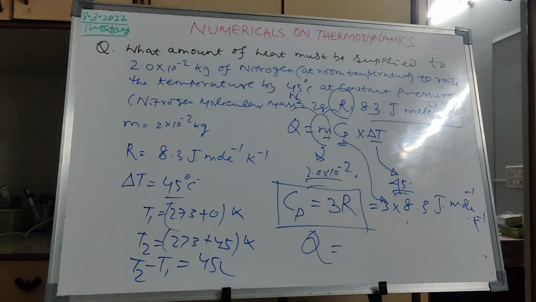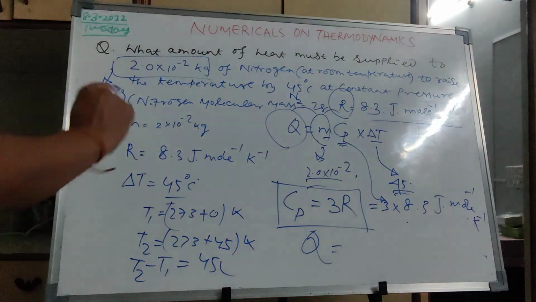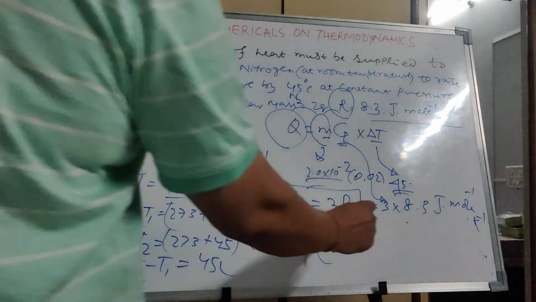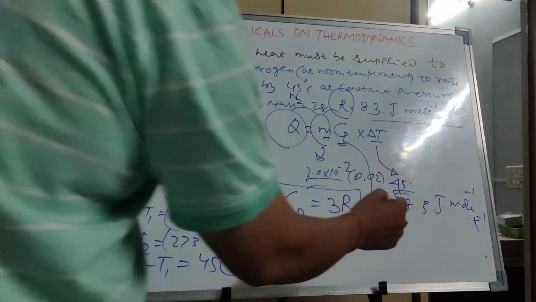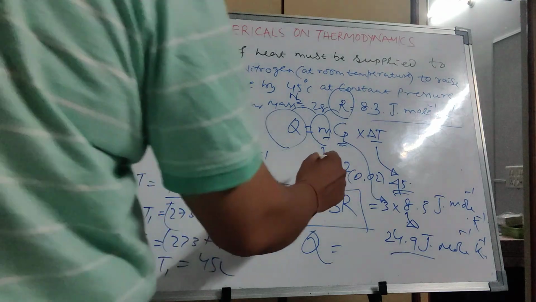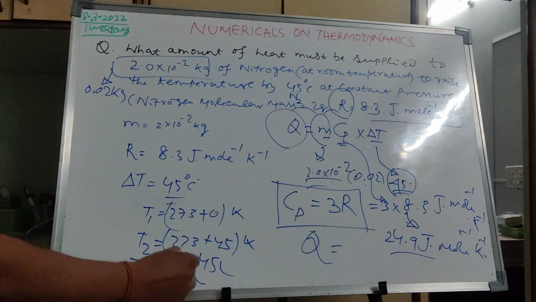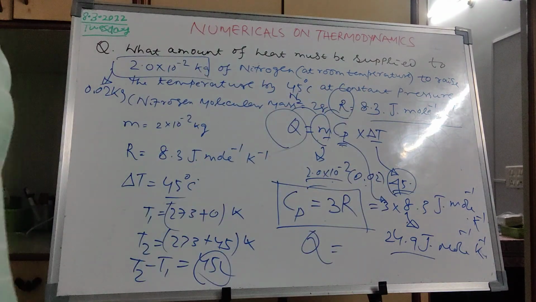So to solve this problem, what is the amount of heat required? You need to know three things. What is the mass of the nitrogen? So the mass of nitrogen measured is 2 into 10 to the minus 2, which is nothing but 0.02 kg. So you convert it into kg. Cp is 3R means 3 into 8.3, which is nothing but it will be 24.9 joule per mole inverse Kelvin inverse. Clear? So you know Cp, which is this value, and you know mass, which is 0.02, and you know delta T, which is 45. So whether it is centigrade, whether it is Kelvin, the delta T value remains same. So after replacing all these things, you will get the result.